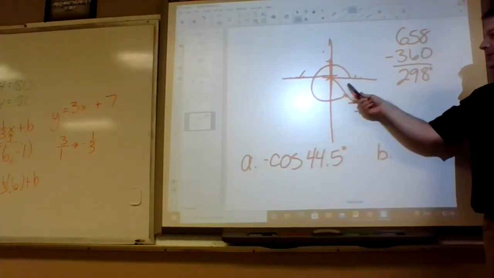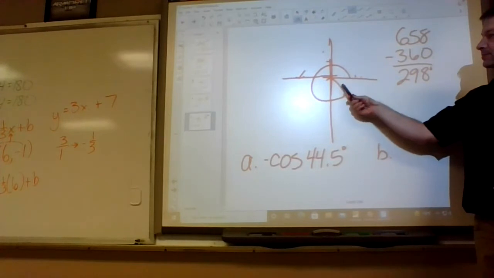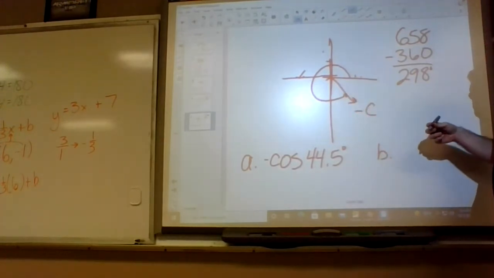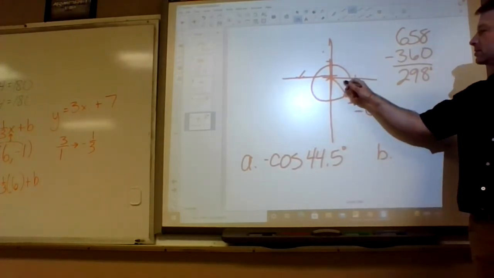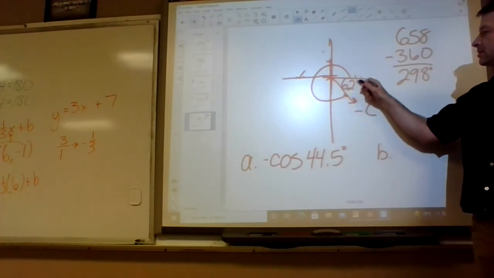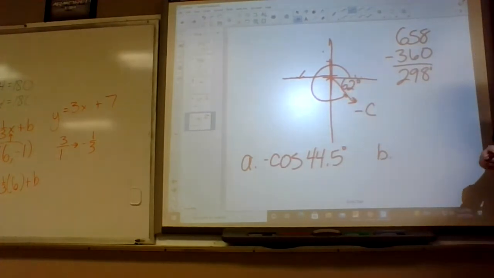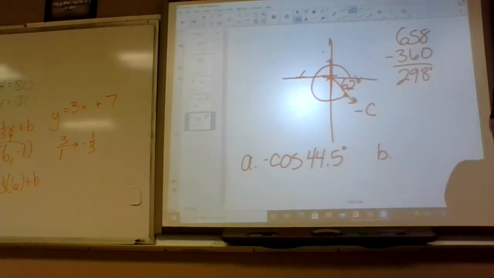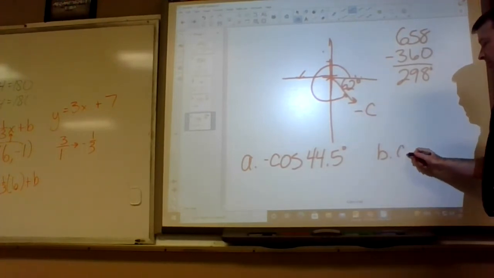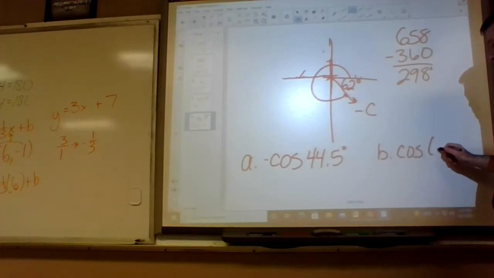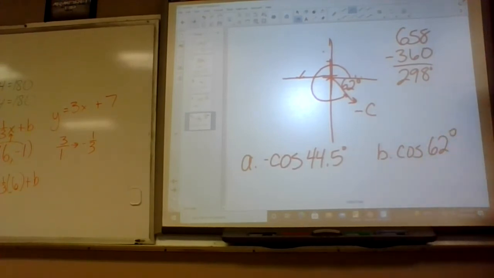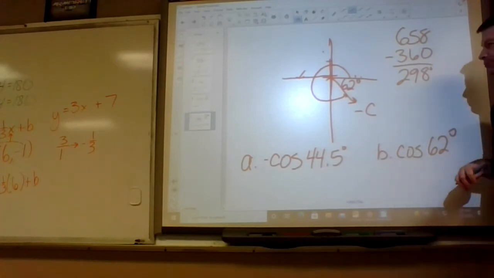How do I find the reference angle? Use 360 minus 298. That's 62. So the reference angle is 62. Are we doing sine or cosine? Cosine. So it's just cosine of 62, right? Yeah, cosine is positive over there, so positive cosine of 62. I don't understand the principle, but I get it.